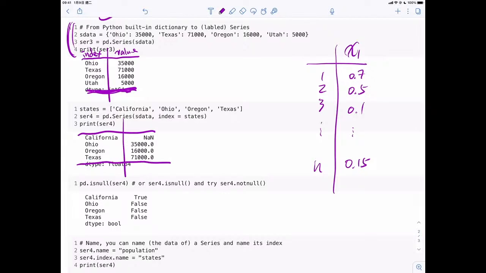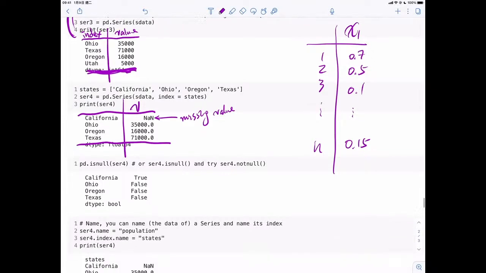Sometimes you might have a missing value. So that is a missing value. Usually, when we analyze data in pandas or by using Python, NaN means not a number, which means nothing right there. So it is a missing value. We will talk about how to deal with missing values in a later class.